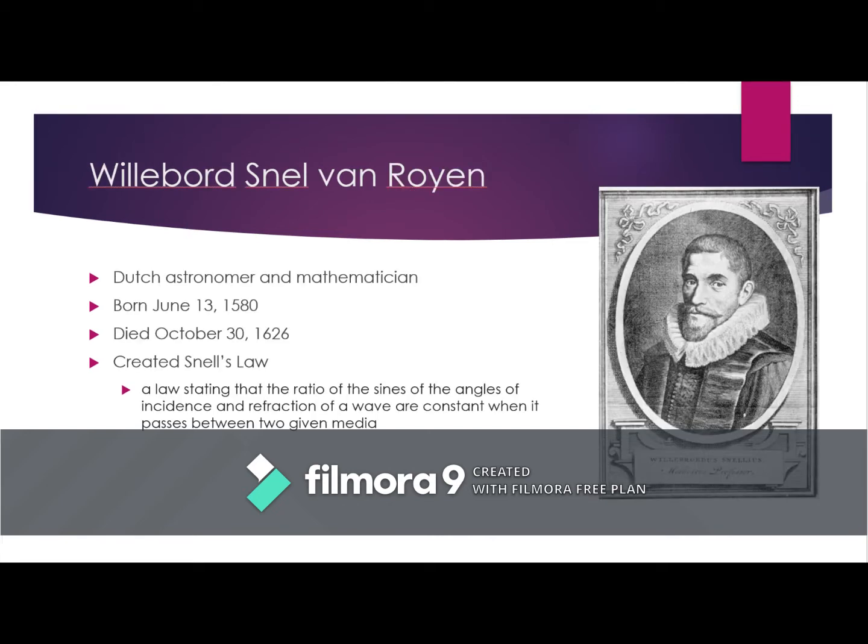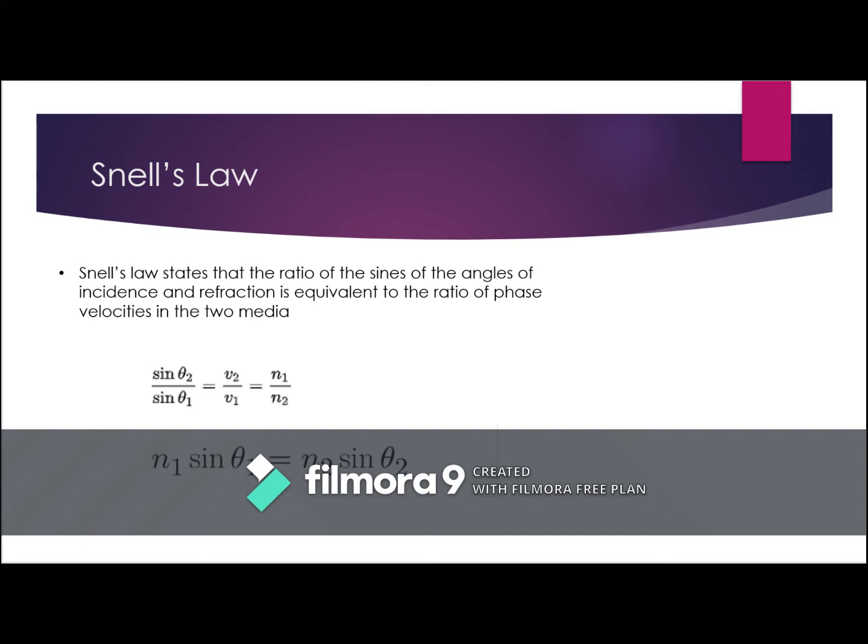Willebrord Snell van Royen was a Dutch astronomer and mathematician who was born on June 13, 1580, and died October 30th, 1626. He was most known for creating Snell's law, which pretty much states that the ratio of the sines of angles of incidence and refraction of a wave are constant when it passes through two given media. We use Snell's law to find the angle of incidence or the angle of refraction using these ratios shown above. You see that n1, which is the medium, multiplied by the sine of the angle is equal to n2 of the other medium times the sine of the angle of that.